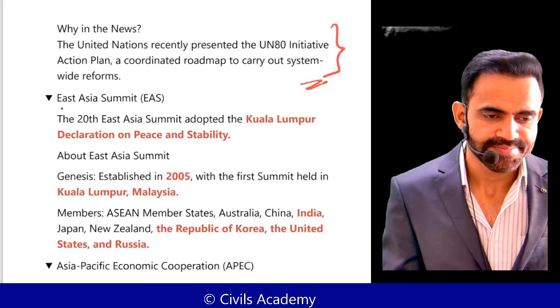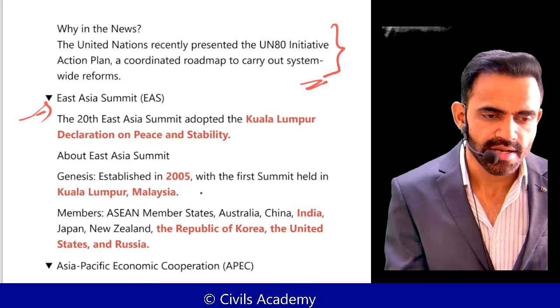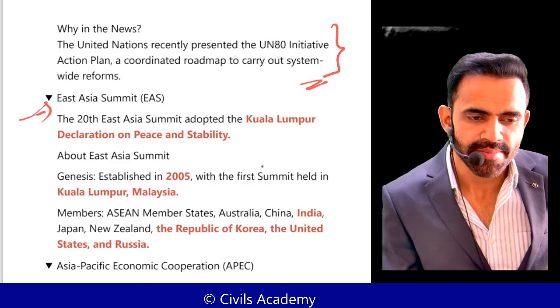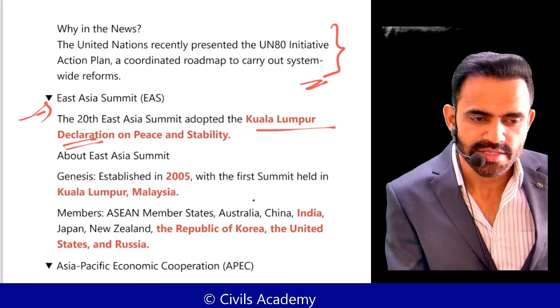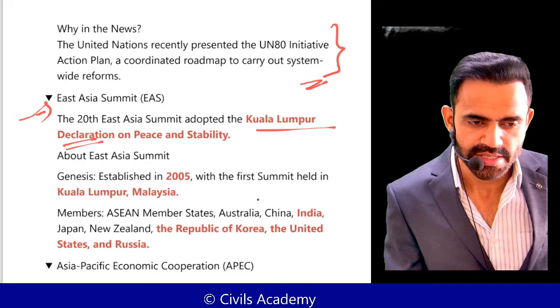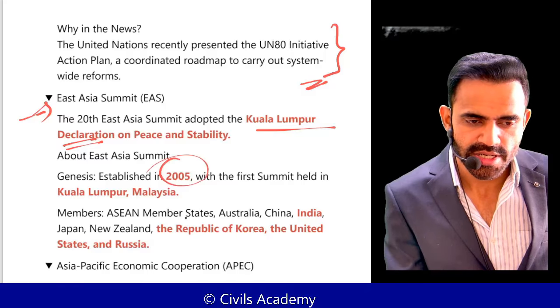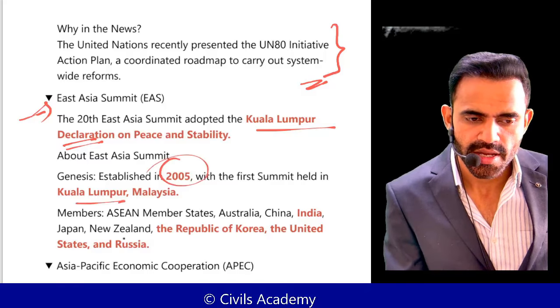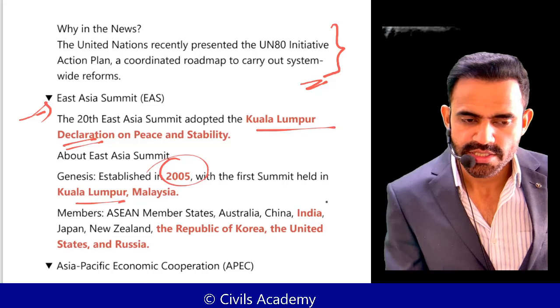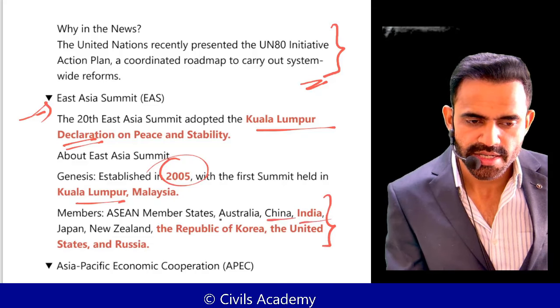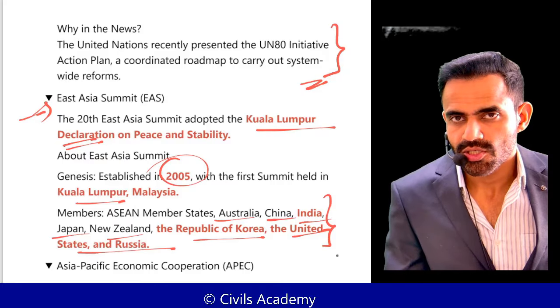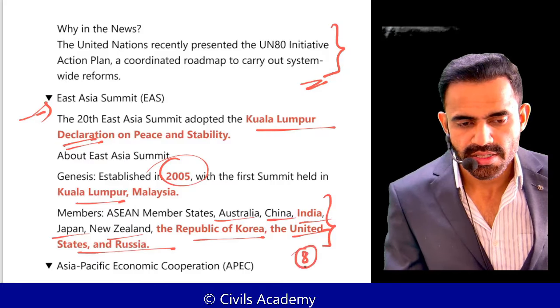Okay. Next is related to East Asia Summit. Just understand this was organized in Kuala Lumpur, and subsequently there was Kuala Lumpur Declaration on the Peace and Stability. First summit was organized in 2005 in Kuala Lumpur. Which countries are the members? So ASEAN countries are members. Then India is there, and China is there, Australia is there, New Zealand, Japan, South Korea, US, and Russia. Yes. So remember, it is having 8 other members.